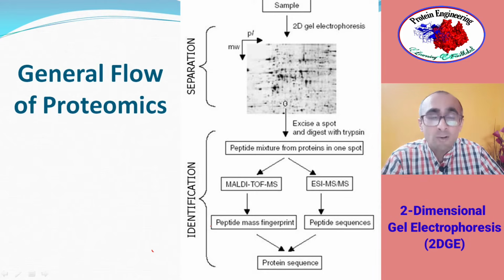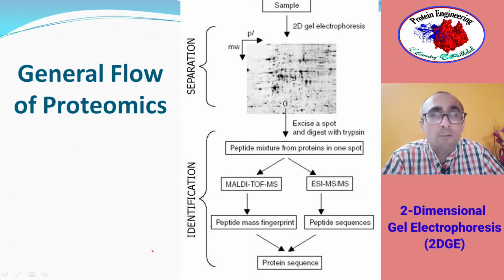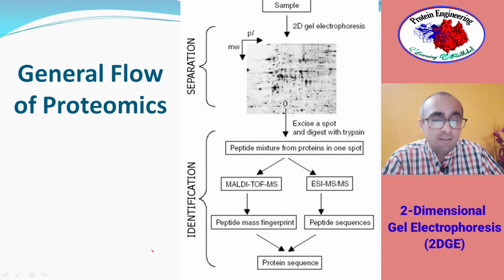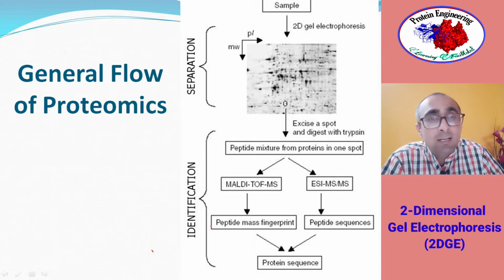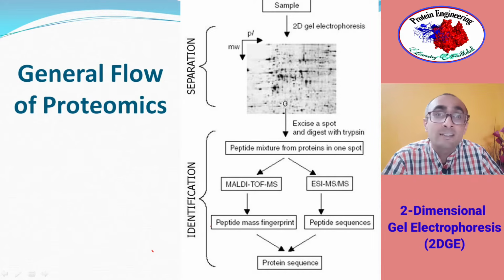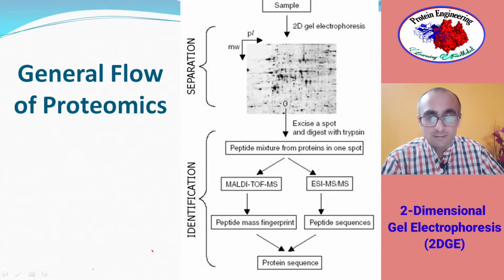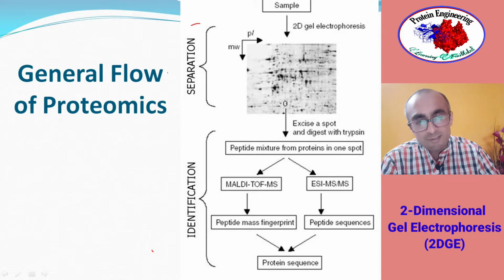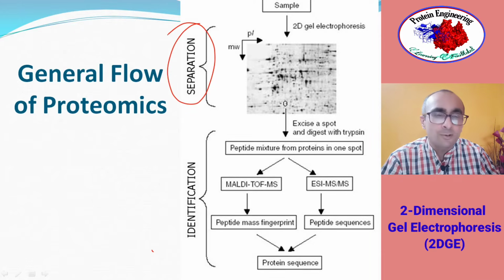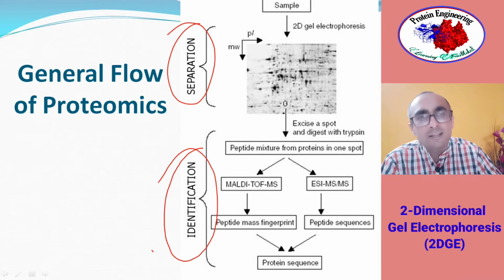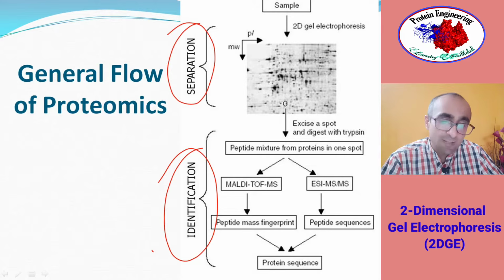It is not possible to resolve thousands of proteins using a single property of the protein for separation. That's why two-dimensional gel electrophoresis is a very powerful technique which is employed to separate thousands of proteins. In fact, the entire proteome is separated using 2D GE. In the workflow, there are two steps. First is separation. All the proteins in the proteome are separated. And after separation, the proteins are identified using mass spectroscopy based methods.